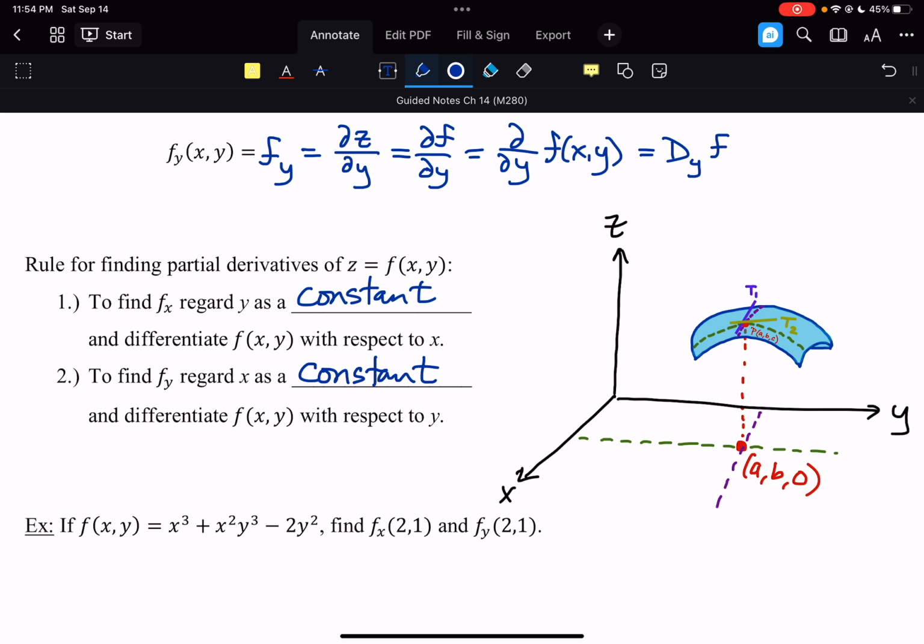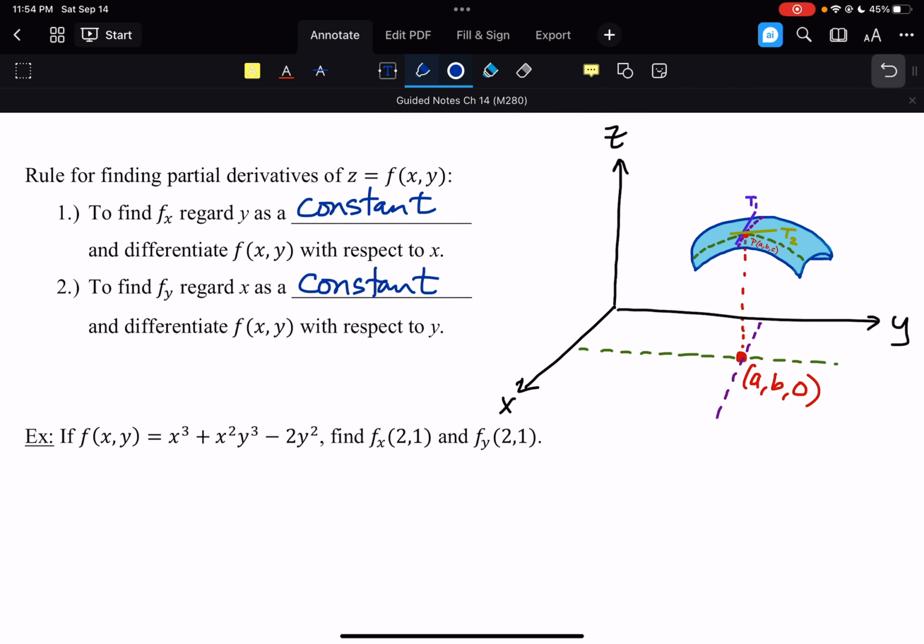The mental hurdle that we have to get over is being able to treat a variable as if it was a number. Okay, and then same thing for fy. We're letting x be constant, so we're fixing x. We're pretending that x is a numerical value, so a constant, and we're taking the derivative only with respect to y. Okay, so when we take the partial derivatives, we're really just taking a derivative one variable at a time, and essentially ignoring the other one.